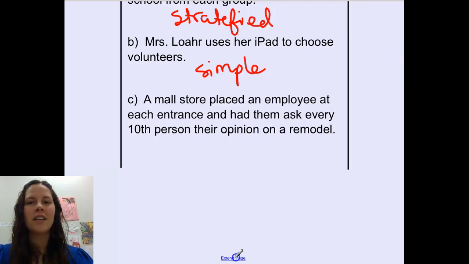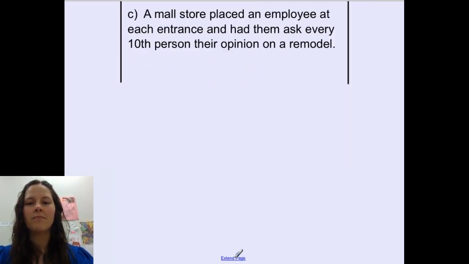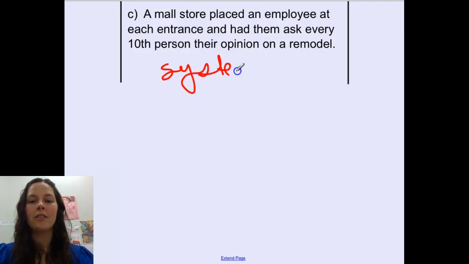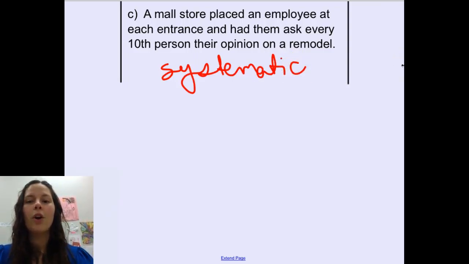A mall is interested in opinions of their customers, so they put an employee at each entrance and have them ask every 10th person that walks in the door. This would be systematic, that is, at an interval. It could be a time interval, so it could have been every half an hour they ask the person walking in the door, or every, in this case, 10th person.